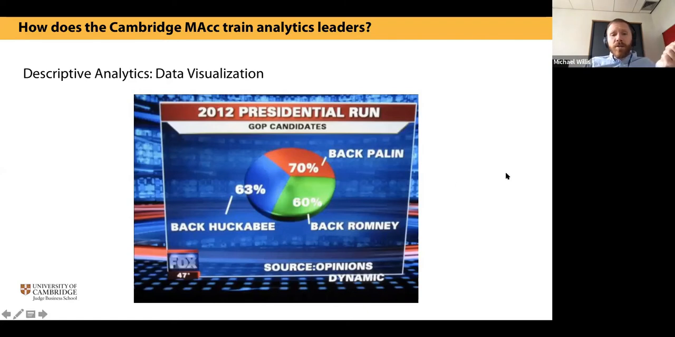These three surnames, Huckabee, Romney, and Palin, were candidates in the 2012 presidential election. If you look at the numbers here, they don't add up to 100%. In a pie chart, we're looking at a whole relationship. All the parts should add up to 100%. So this is an example of a really bad visualization.